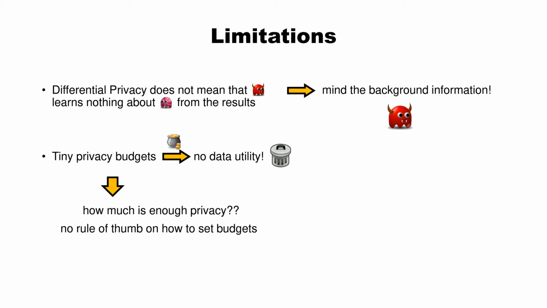So setting the value of epsilon actually defines for you how much privacy is enough for you. And there's no rule of thumb on how to set those budgets. That's something that you and your lawyer are going to define together.